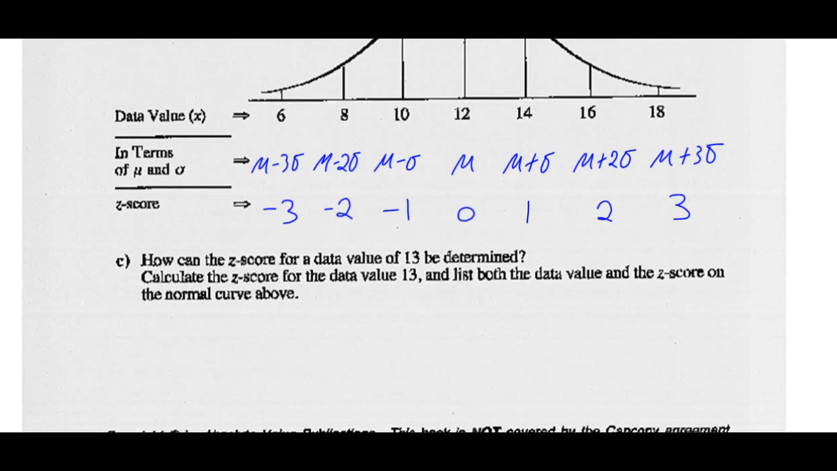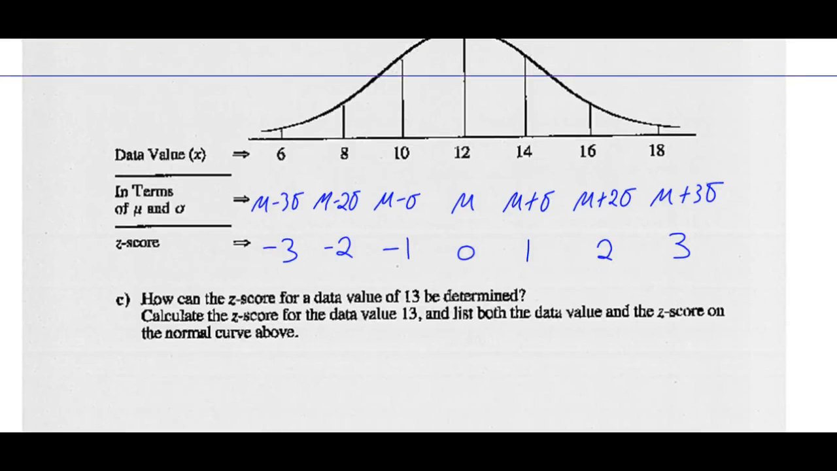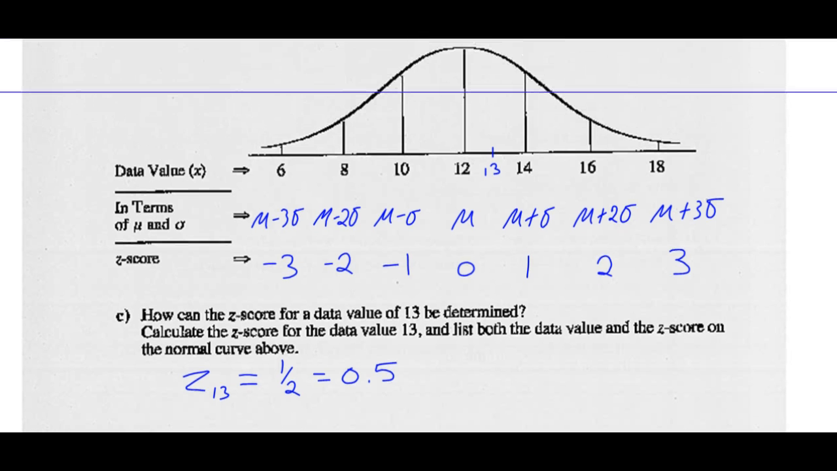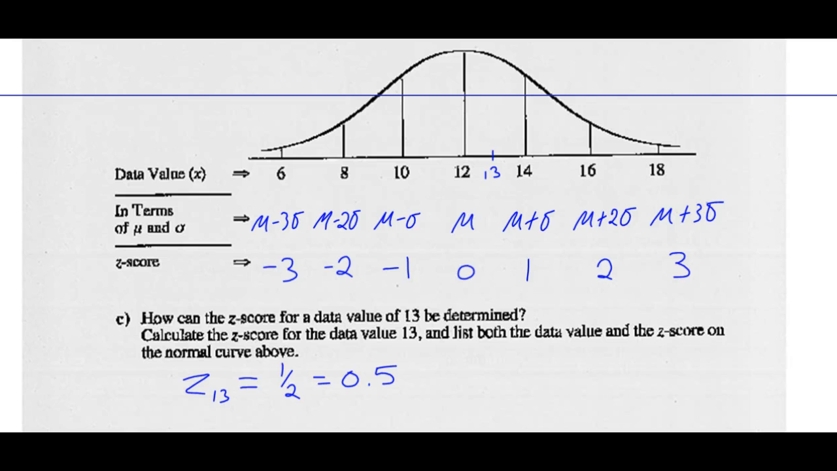How can the z-score of a value of 13 be determined? Well, 13 is right here on the horizontal axis, like we said. That is exactly half of a standard deviation above the mean. So the z-score of 13 should be 1/2, or 0.5. And it's above the mean, so it's positive. All right? So 13 is there. It's got a z-score of 1/2.